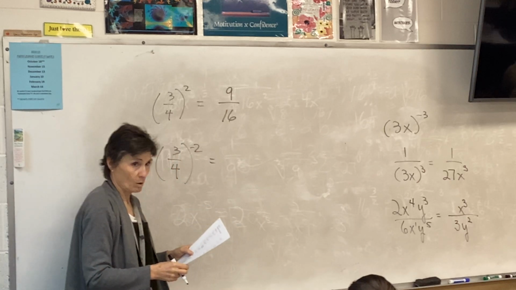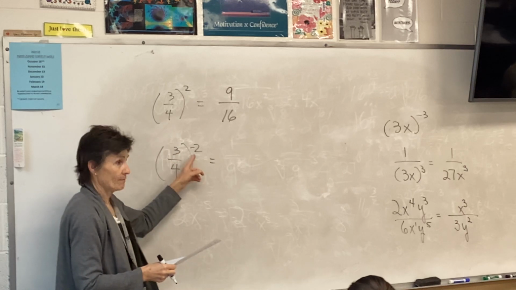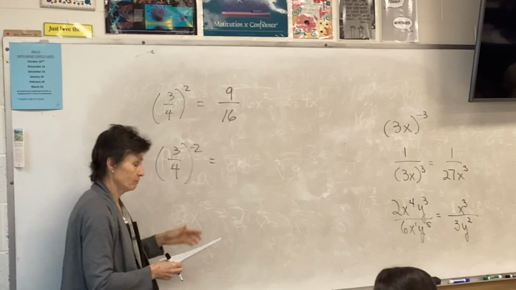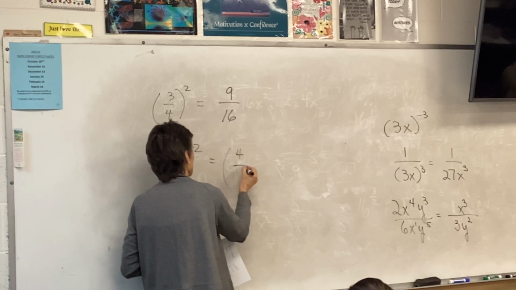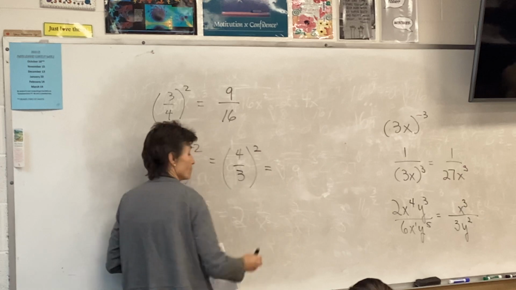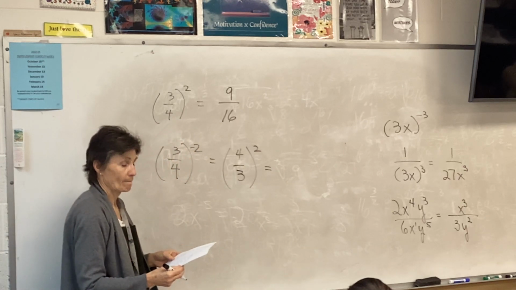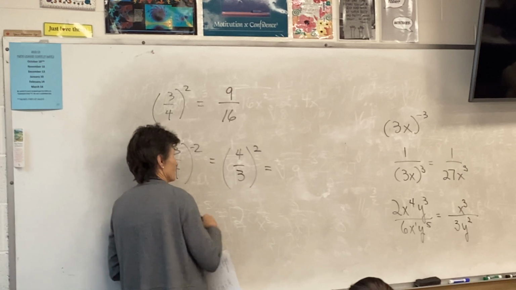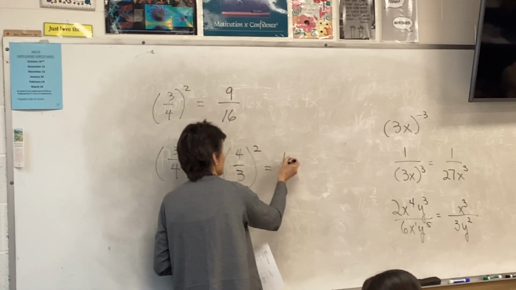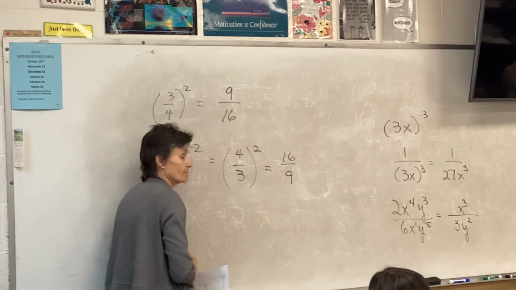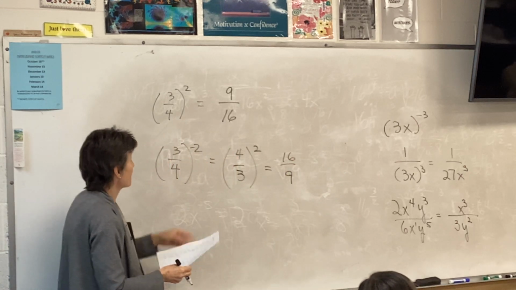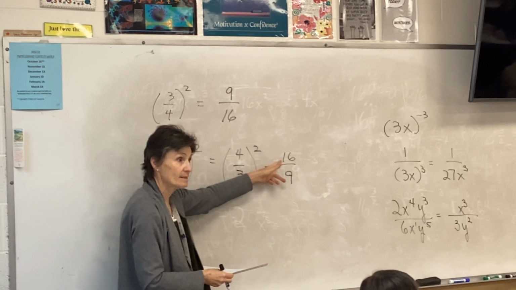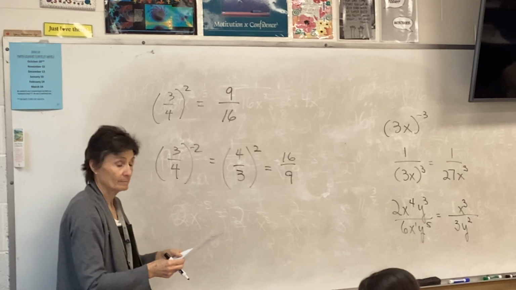Now the next one has a negative exponent. So what does that mean? We have to flip it first, so it'll become 4/3 squared. Right? And now we'll just square everything, so we end up with 16 ninths. Does that make sense? That one was 9/16, so we put a negative on it and it made it 16 ninths. Doesn't that make sense?